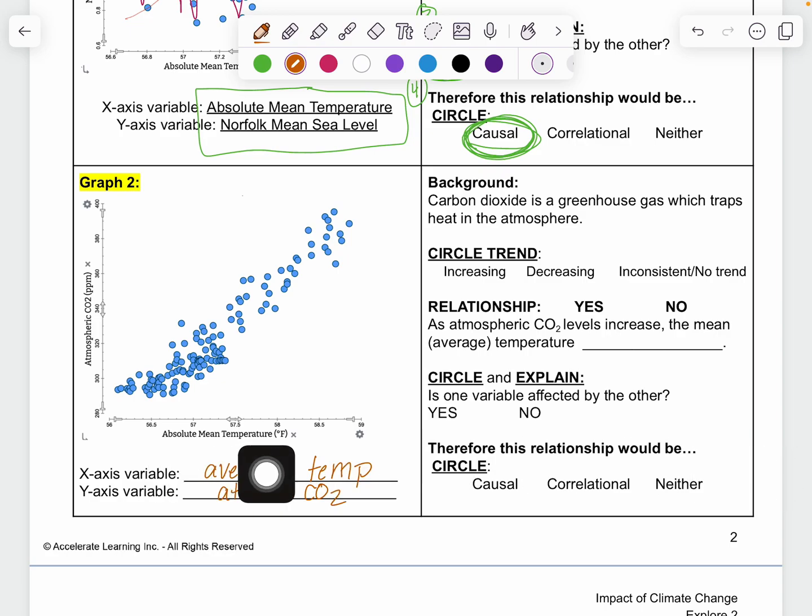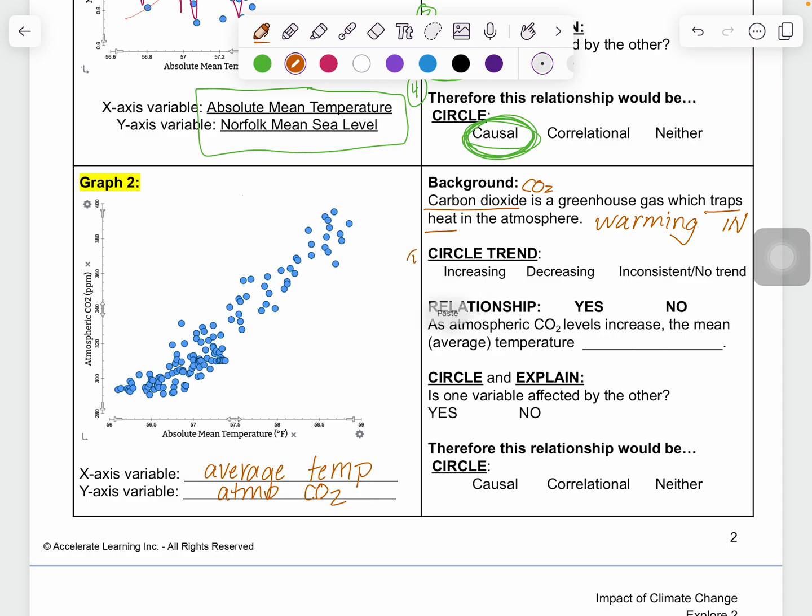So I already know about temperature. I know CO2 gets into the atmosphere from combustion, comes out through photosynthesis, right? I know a little bit about it from last unit. So I'm starting up here, background. Carbon dioxide is a greenhouse gas which traps heat in the atmosphere. Okay, so carbon dioxide, CO2, traps heat in the atmosphere, so it keeps it in. So if it's keeping it in, that's probably going to have an impact on warming, right? So let's see what we've got.